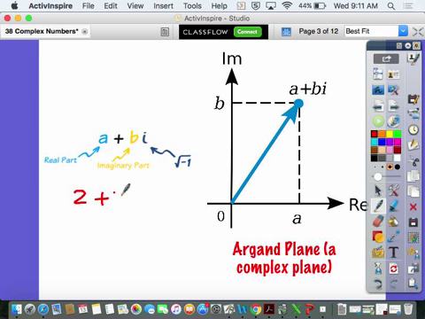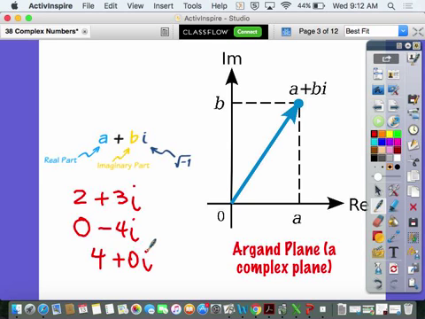Okay? So before, when I did this, what would be your real part? And your imaginary? Okay, you could also have something like this. This is also a complex number. What's your real part? 0, because there's nothing there to represent it, and then your imaginary part would be negative 4. Okay? Even something like 4 can be considered a complex number because what's your real part? 4, and your imaginary is 0. Okay? Because 0 times anything is 0. Okay? So that should be just a refresher.